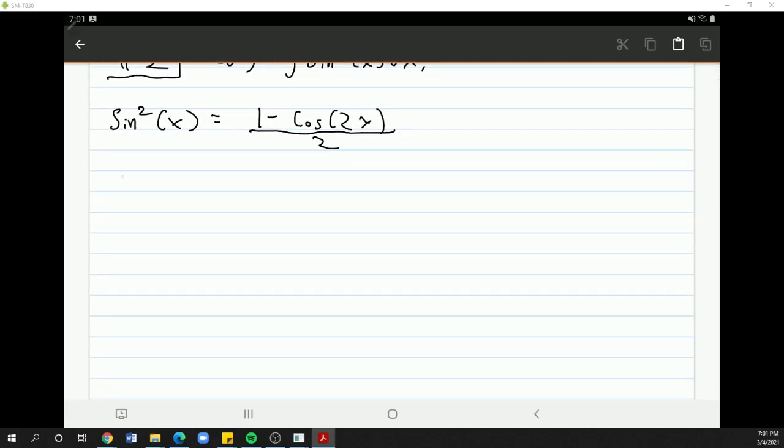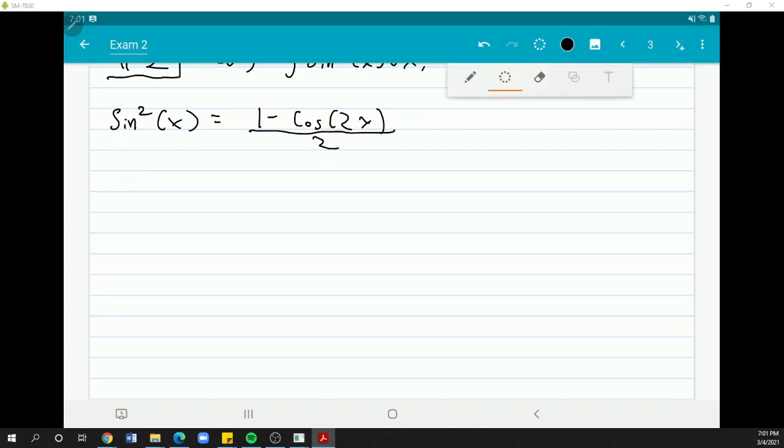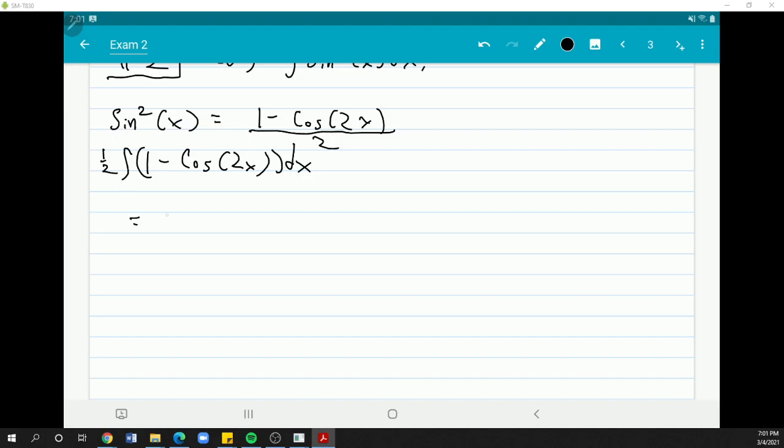So now this integral is actually the integral of 1 minus cosine of 2x and then over 2, so that's really a 1/2. So I can pull it out in front of the integral. But then this is 1/2, and the integral of 1 is x. The integral of cosine is positive sine, but because of the 2, I need to pull a 1/2 out front.